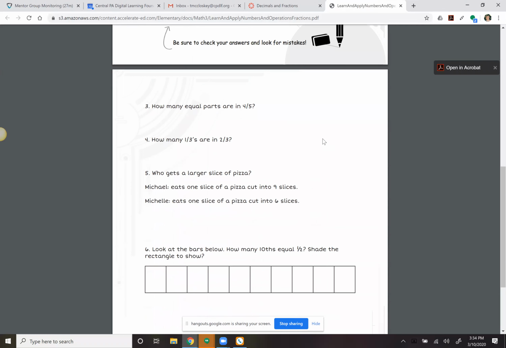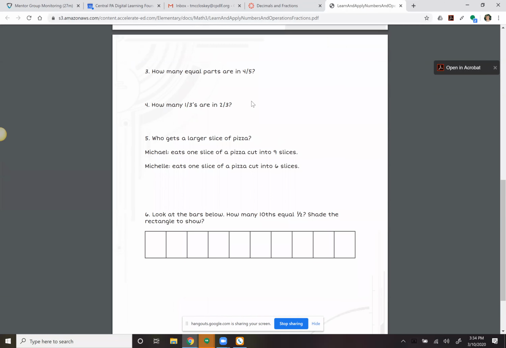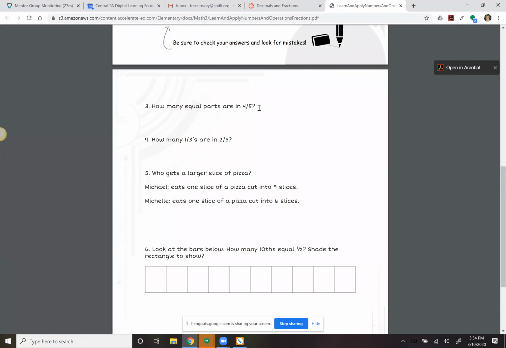Good. How many equal parts are in 4/5? There's 5 parts. Good. 5 equal parts. Good. How many 1/3 are in 2/3? 2.